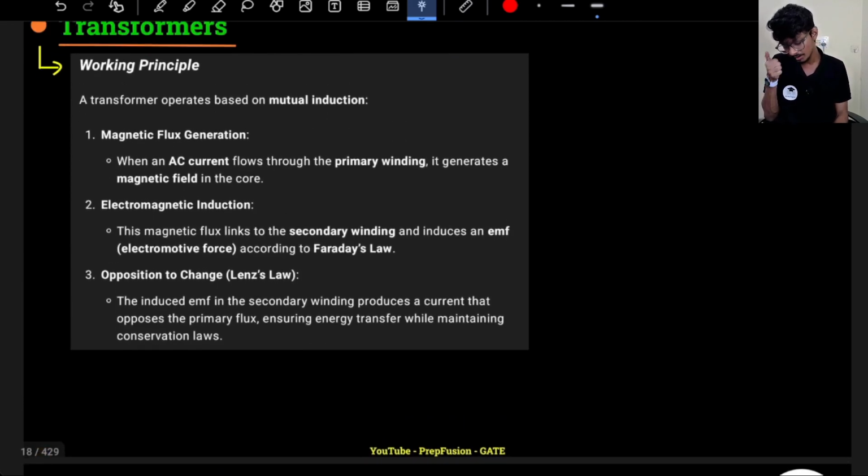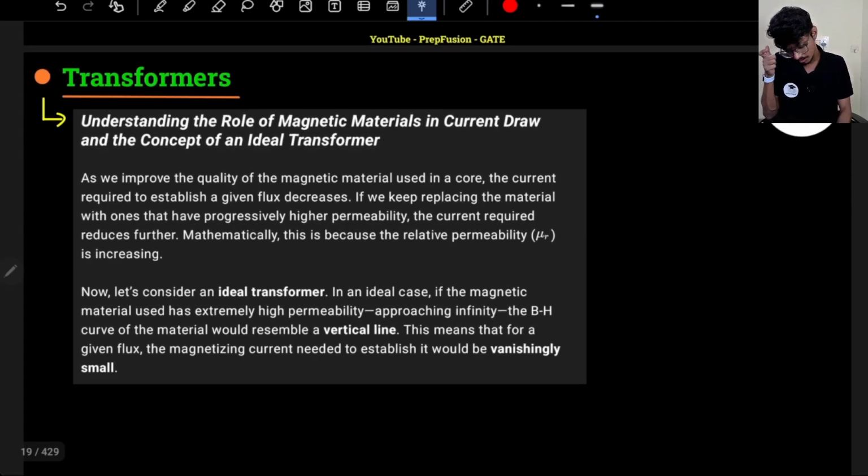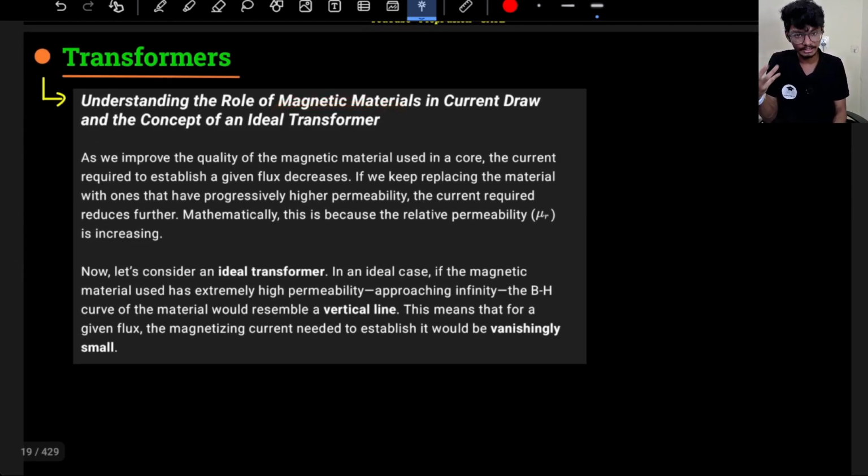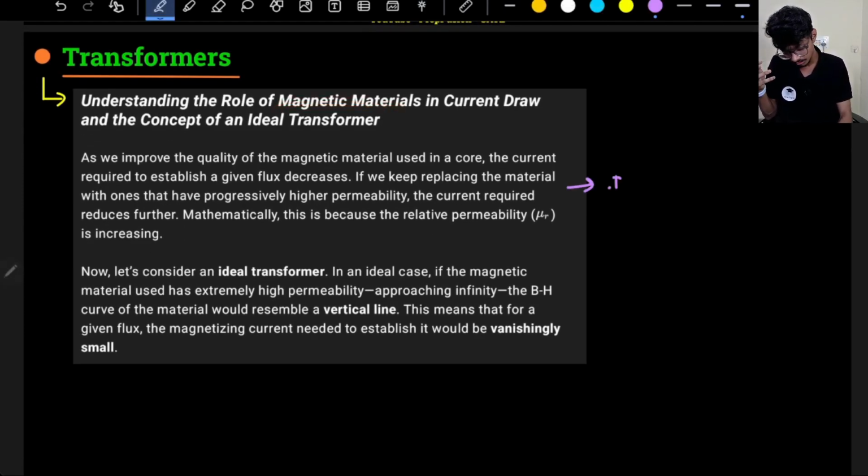Okay, so a transformer generally operates on the principle of mutual inductance. All this we have already discussed, like how flux gets generated. Now the role of magnetic material: the better the magnetic material, the lower the magnetizing current, that is, my mu r is very high. If I choose a mu r very high, then the magnetizing current will be low.